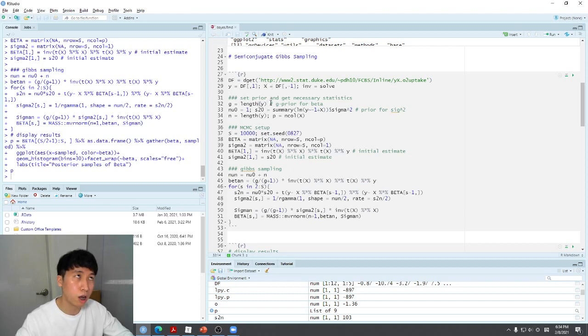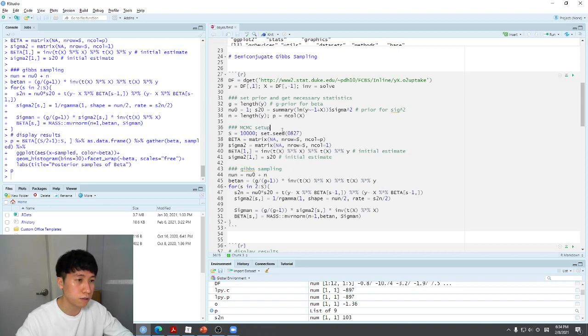Before stepping into the Gibbs sampling, there's some prep work to do. First of all, get the sufficient statistics from the data and get an initial estimate. For the g prior, we set g to be the length of y, and for the prior for sigma squared, we set it to 1 and the standard deviation of the residuals of the data, and also set n and p.